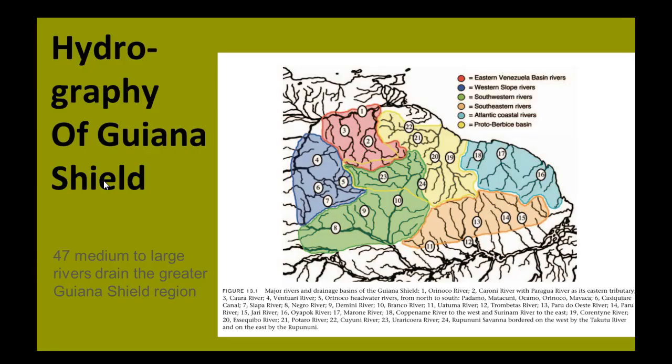The hydrography of the Guayana Shield. The term hydrography refers to the process of flowing water or surface water. And here again, we're looking at the Guayana Shield as a whole. You can see that there are 47 medium or large rivers that drain through the Guayana Shield region. We will be focused in this yellow area. And you can see that, for example, the Essequibo River and the Potaro River, which is home to Kaieteur Falls, are found in this region.